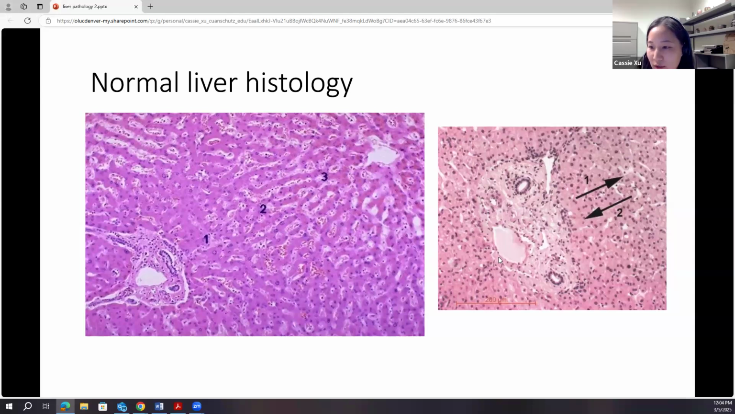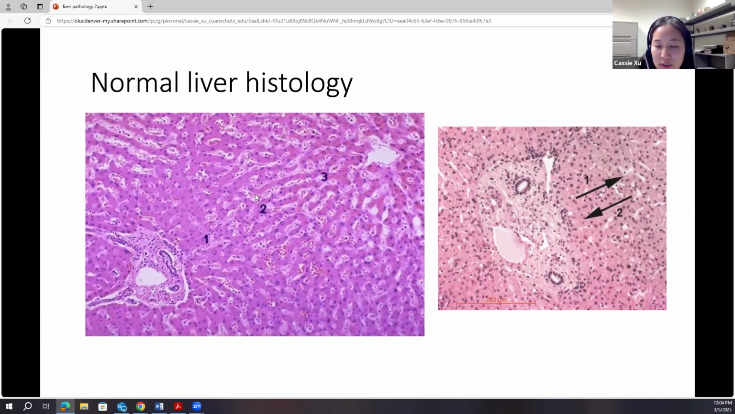The other structures that we have are the portal vein, seen here, which is a relatively thin-walled vessel, and the hepatic artery, which is a thicker-walled vessel. You can see the smooth muscle lining this hepatic artery. In terms of the hepatic lobule, it's divided into three zones. Zone 1 is periportal. Zone 3 is centrolobular around the central vein.